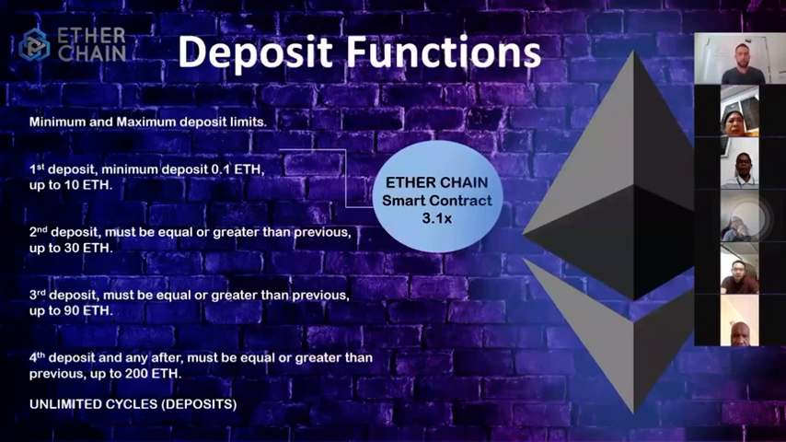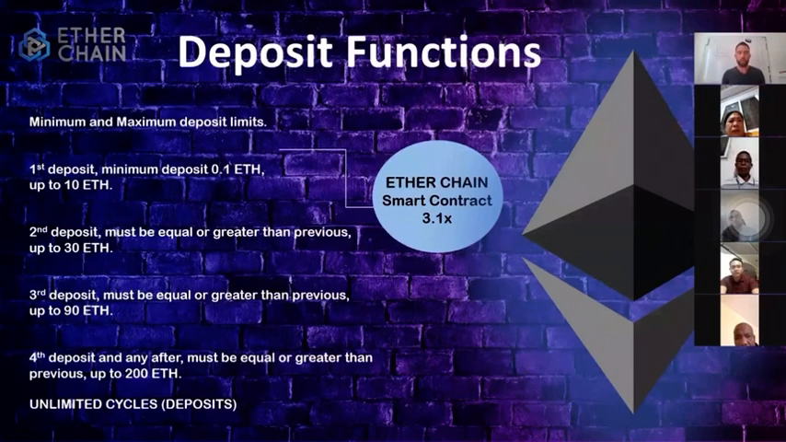Now, let's have a look at the deposit functions. We have a minimum and a maximum deposit limit, and the reason for this is in order to increase and maximize the sustainability of this project. Now, the first deposit is a minimum of 0.1 Ethereum, and you can deposit all the way up to 10 Ethereum. Once you made a deposit, you will need to receive the full 310% and withdraw this before you can make a second. You cannot top up, you cannot compound, you cannot redeposit quickly. You need to receive the full 310, then you can make a second one.